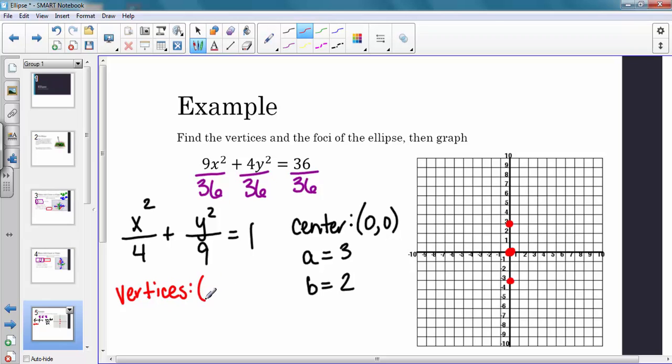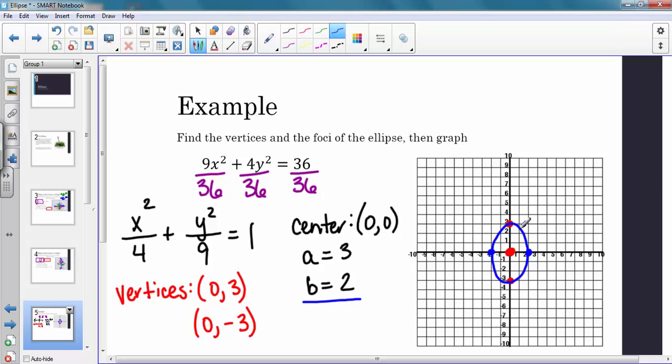So now my vertices are at (0, 3) and (0, -3). I can go ahead and plot my co-vertices. Again, my co-vertices are the distance b from the center, which is 2. So here's one co-vertex, and here's the other co-vertex. So now I can draw my ellipse.